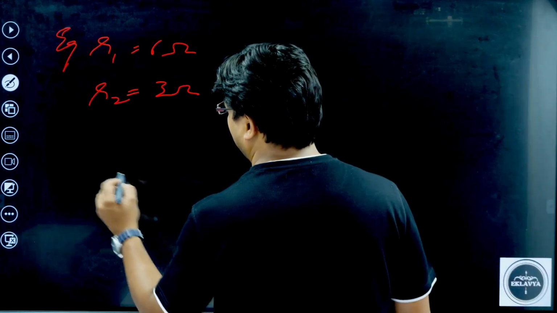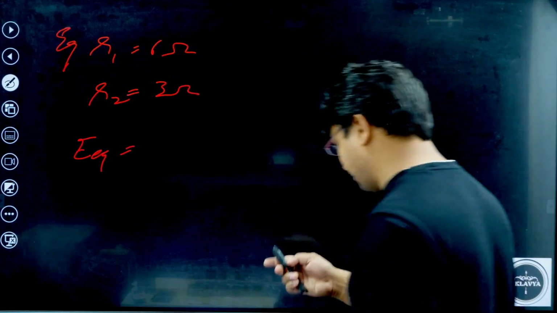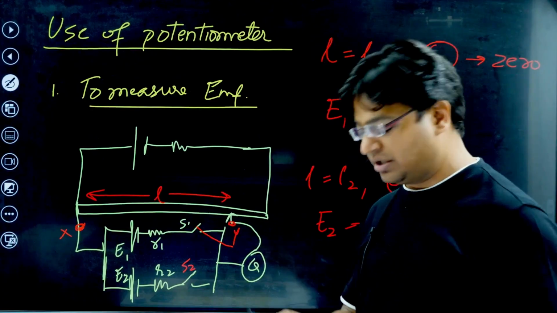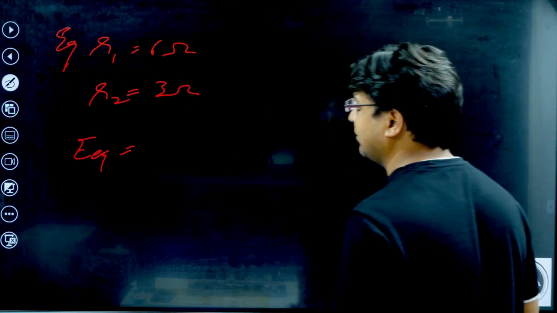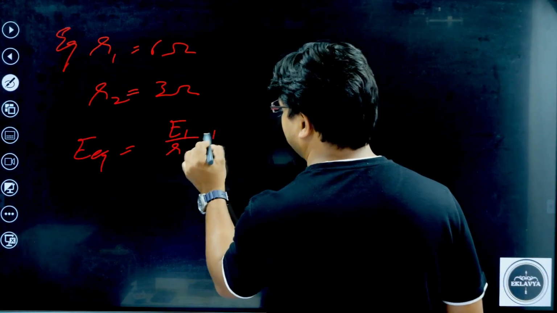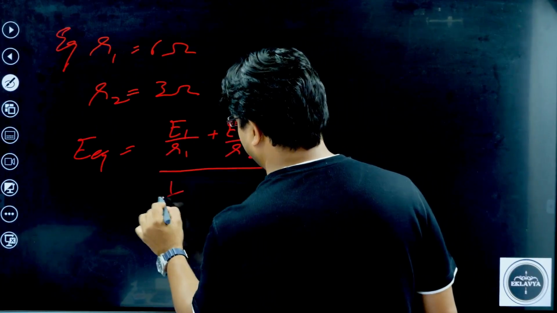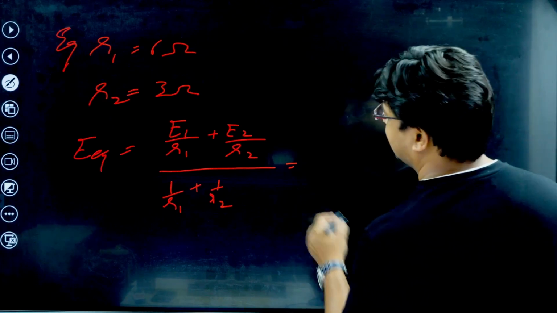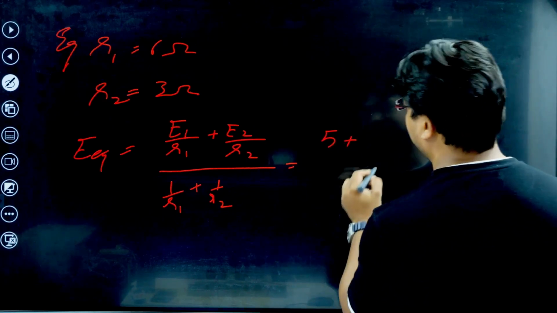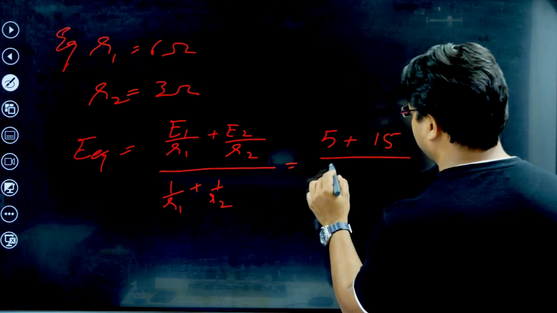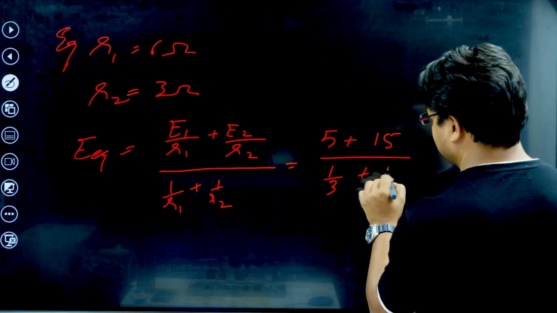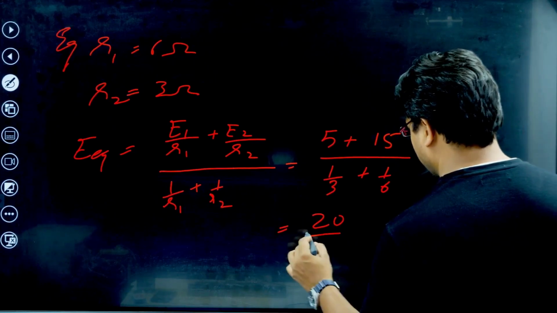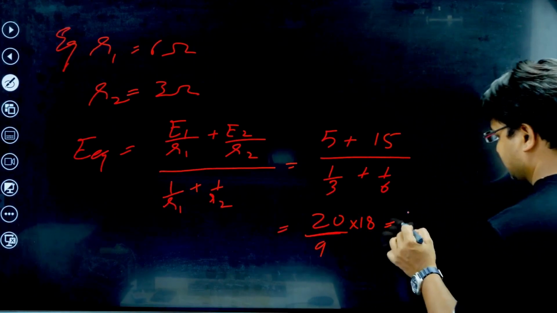We will first calculate the equivalent EMF. If we keep both S1 and S2 closed, this entire setup becomes like a parallel combination of the batteries, and the equivalent EMF will be E1 by R1 plus E2 by R2, upon 1 upon R1 plus 1 upon R2. E1 was 30, 30 by 6 is 5, then 45 by 3 is 15, divided by 1 by 3 plus 1 by 6. So this becomes 20 into 2, which is 40 volt.